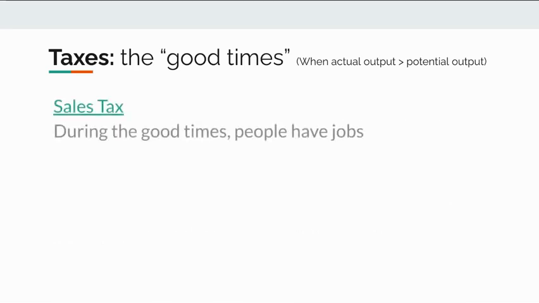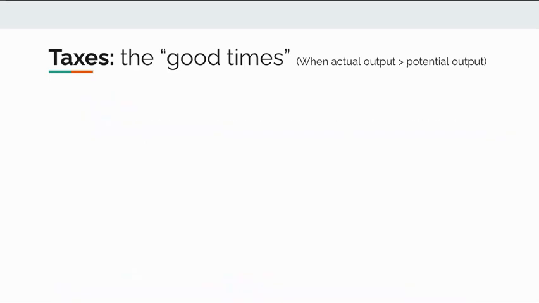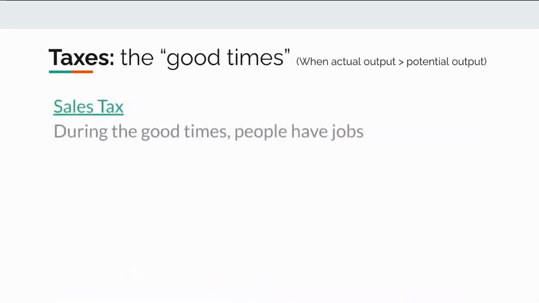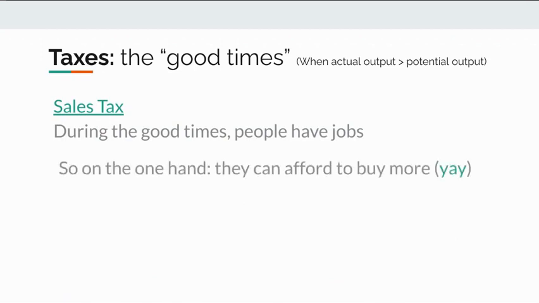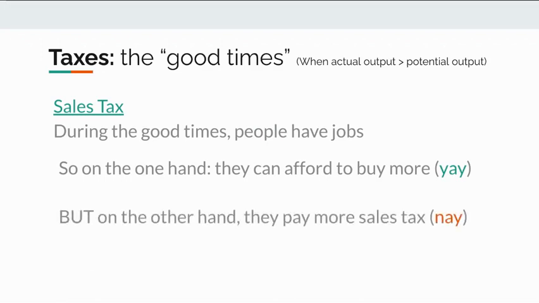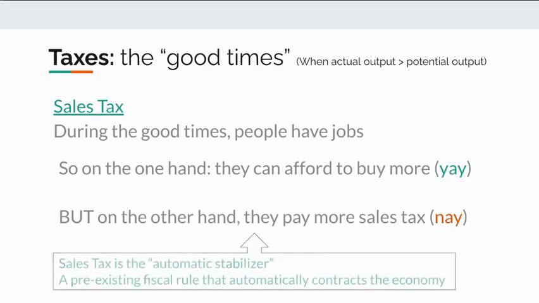The other type of tax, so we just did income tax. The other type of tax is a sales tax. So during the good times, again, people have jobs. So on the one hand, they can afford to buy more stuff. Yay, that's great. We love shopping. I love shopping. But on the other hand, they're going to then pay more in sales tax. Nay, that sucks. So sales tax is an automatic stabilizer.